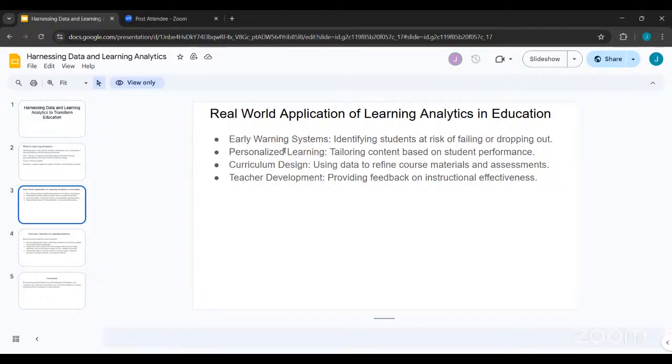Then personalized learning. So it's tailoring the content based on student performance. These are systems that, based on the performance of the student, we'll be able to tailor the system based on what the students have done. We're able to generalize for us, okay, based on this performance, this student will do excellently or will not do excellently. Then another is curriculum design and teacher development.